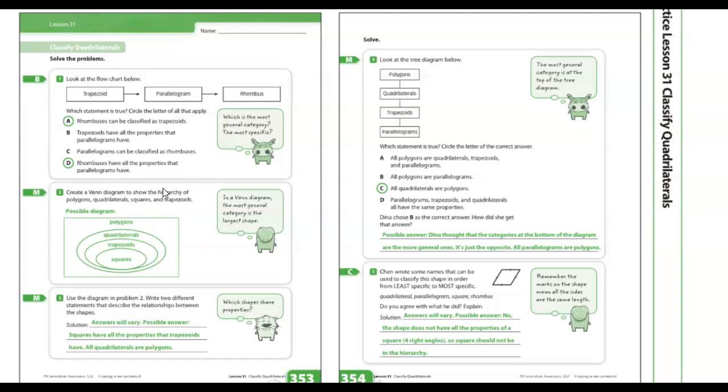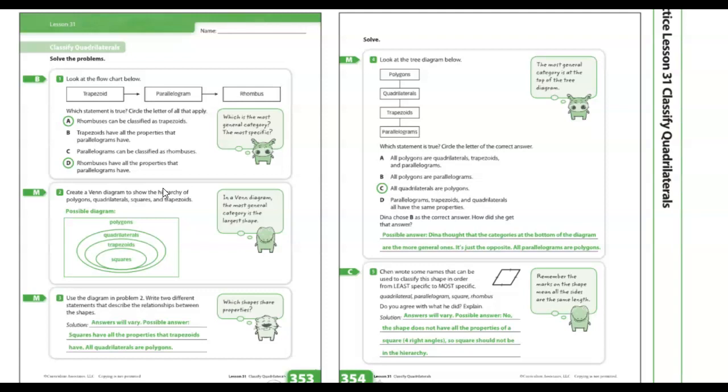So you were having to take that knowledge and apply it over into a different form. So taking it from tree diagram to Venn diagram, it's showing that you really understand more about the hierarchy than just being able to copy a note down.